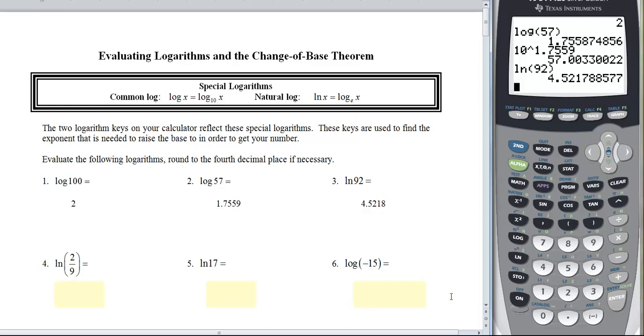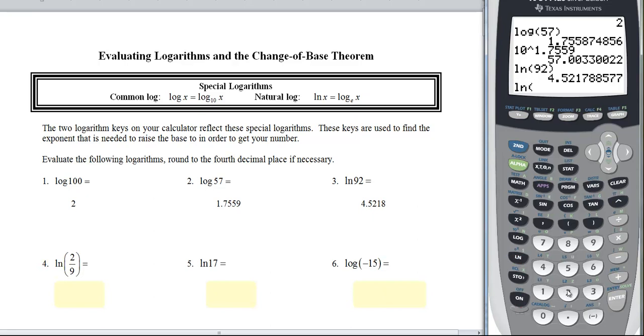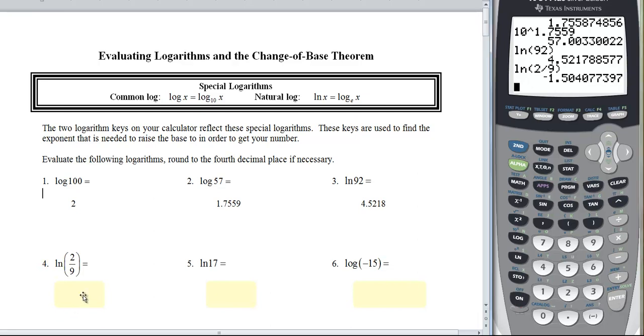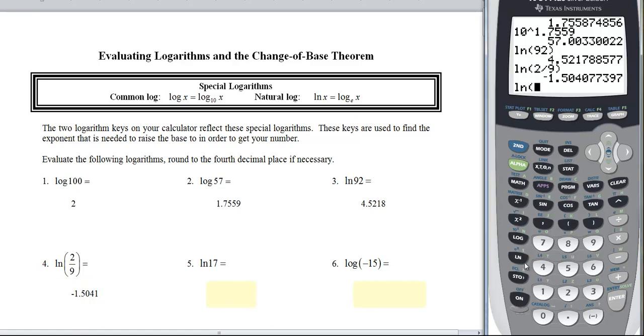Let's take natural log of 2 ninths. Natural log 2 divided by 9. Negative 1.5041. How about natural log of 17? So natural log 17, 2.8332.